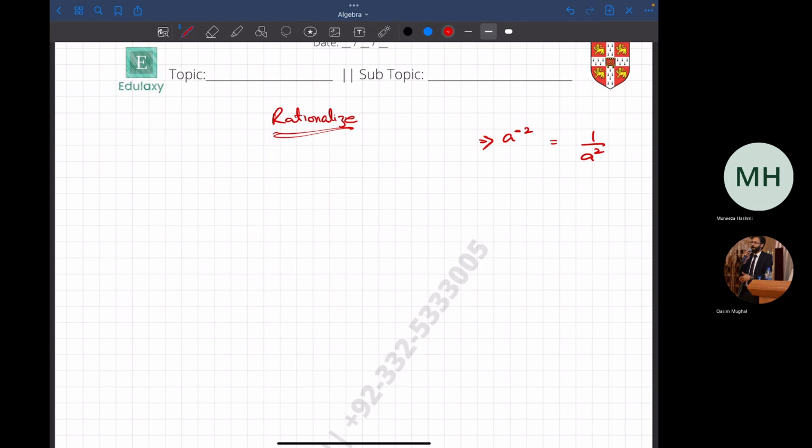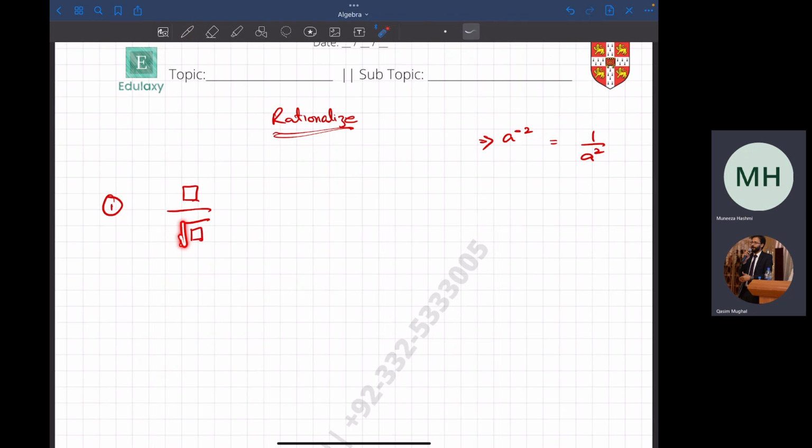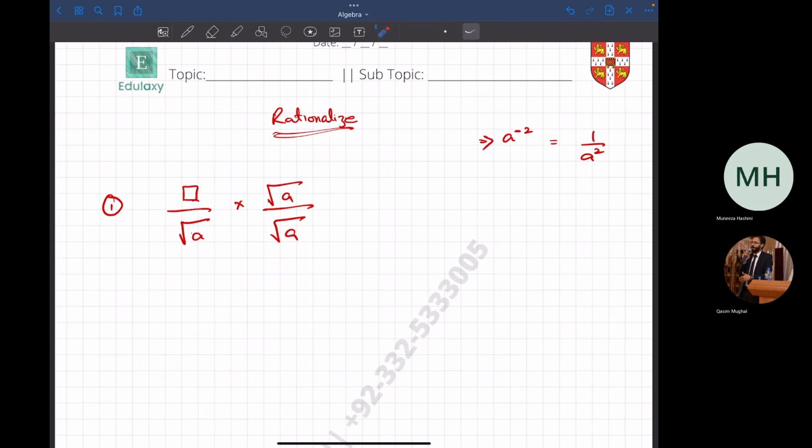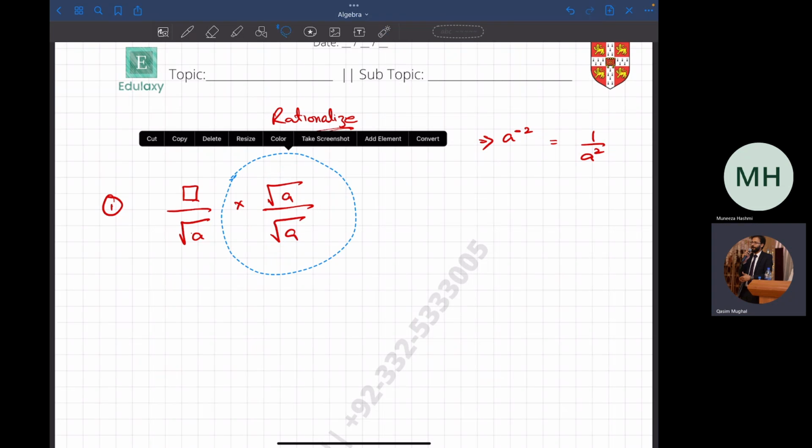Now, there's something about square roots: if they are in the denominator, they don't look good. So there are basically three rules about rationalizing. The first one is if you have just one thing under the root in the denominator, for example, let's just say it's a, you multiply and divide with the same number in order to simplify it. This thing is called rationalizing. Let me just change this color. It's not part of the question.